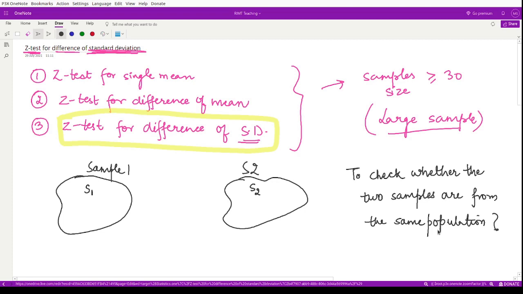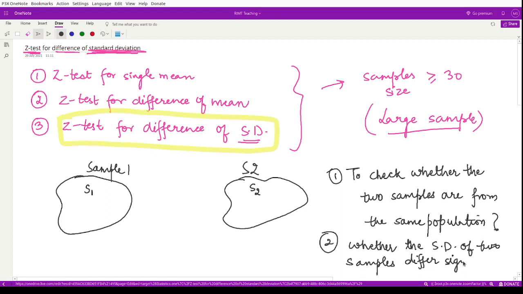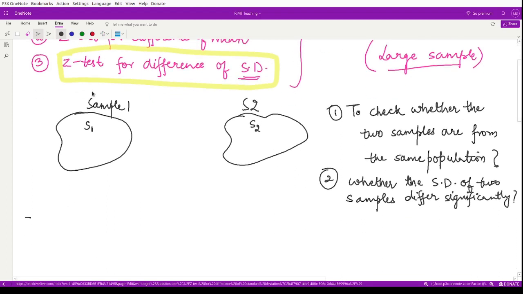Another thing we want to test is whether the sample standard deviations differ significantly or not. So this is the first thing. Another thing that we could check from this test is whether the standard deviations of two samples differ significantly or not. So this we can check using this z-test for difference of standard deviation.